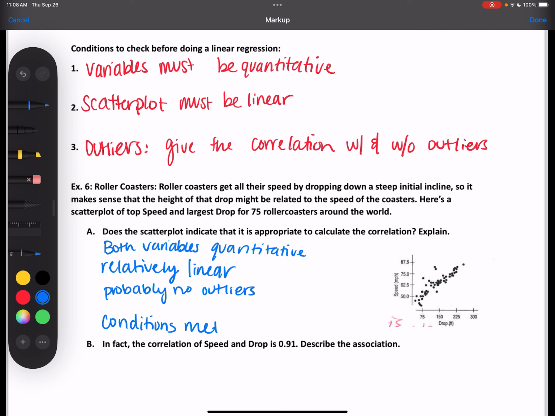Calculate correlation. Or I guess I should say we can calculate. I thought you were telling us to. No, well, it's actually in the next part of the next question.